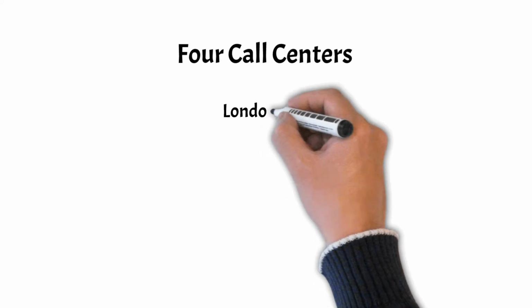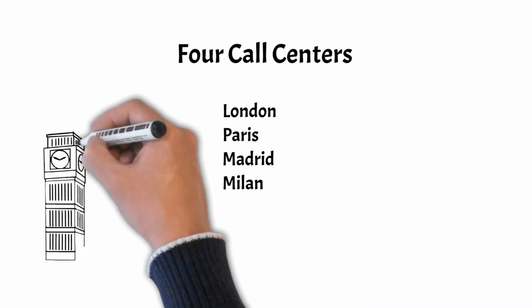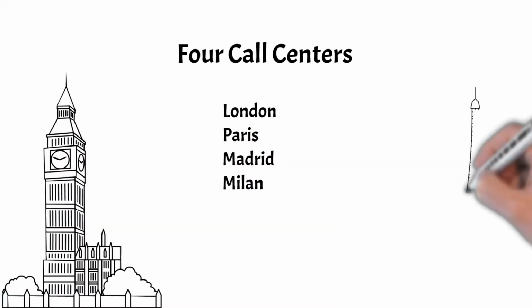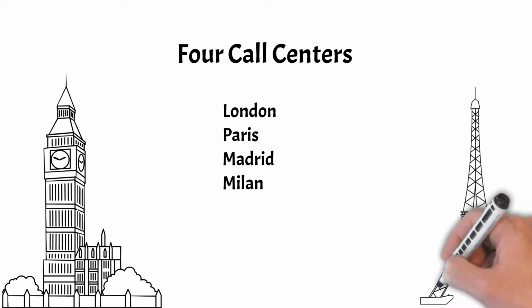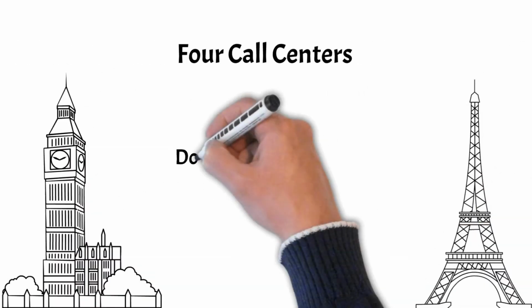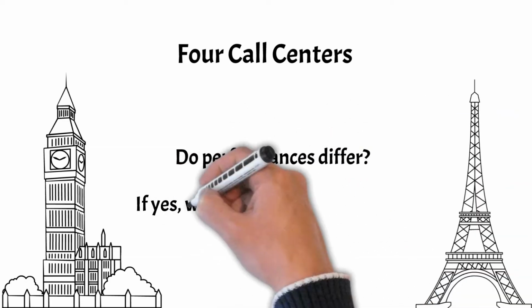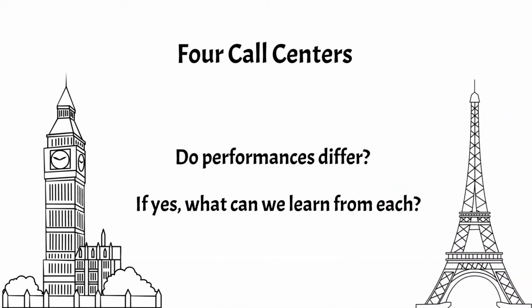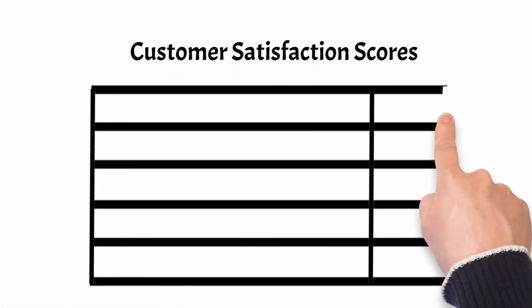The European group operates 4 call centers in London, Paris, Madrid, and Milan. Since call center performance is likely to differ across locations, comparing their average performance and the extent of variation across locations can prove to be helpful. Are they the same or do they differ? And if they differ, what can we learn from each? Here is the data for each location.